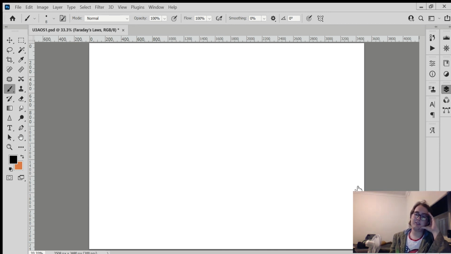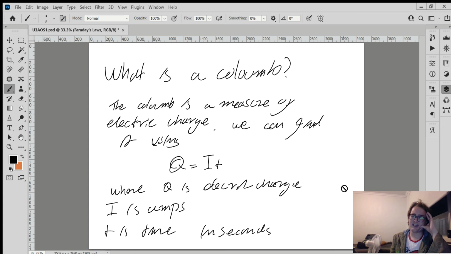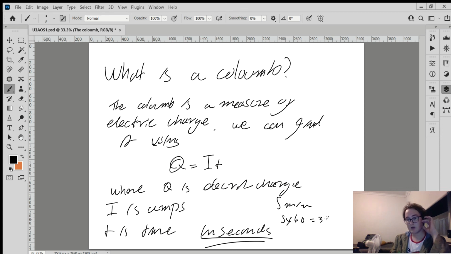So the coulomb is a bit of a tough thing to understand, but it's an international unit of measure for electric charge. You can think about it as the amount of electricity. Its symbol is Q, and we of course measure it in coulombs. We find it by multiplying I, which is amps, and T, which is time, in seconds. So if you get like 5 minutes, you have to do 5 times 60, find 300 seconds, and then use that in your calculations.